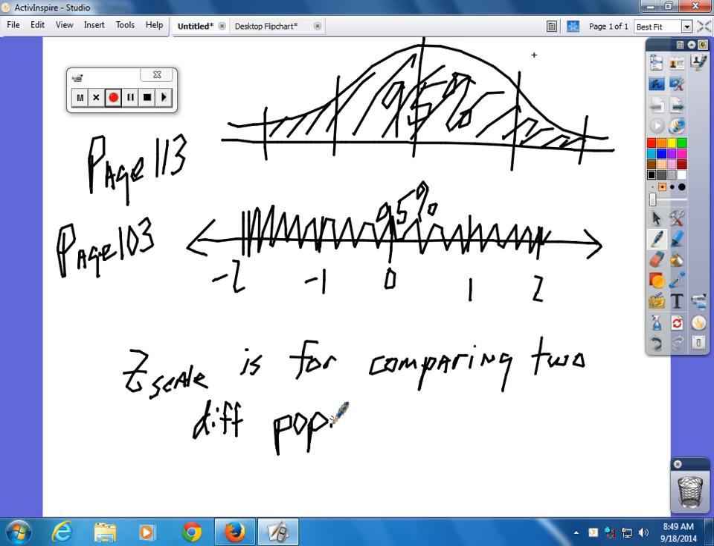Now, you should be able to knock any z-score question out at this level. We're going to go back to z-scores in Chapter 6. It's going to be more in-depth with z-scores, but this is kind of an introductory, and it's also the main definition of z-scores.